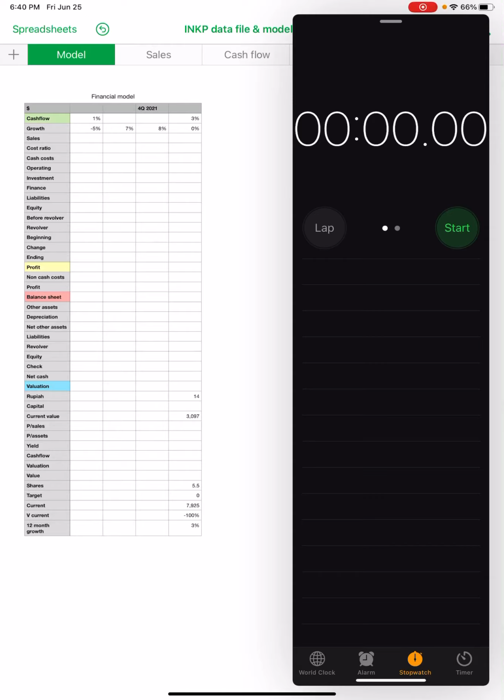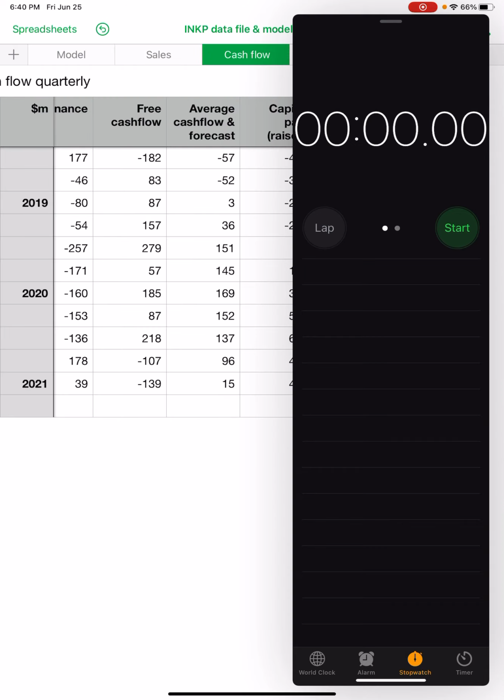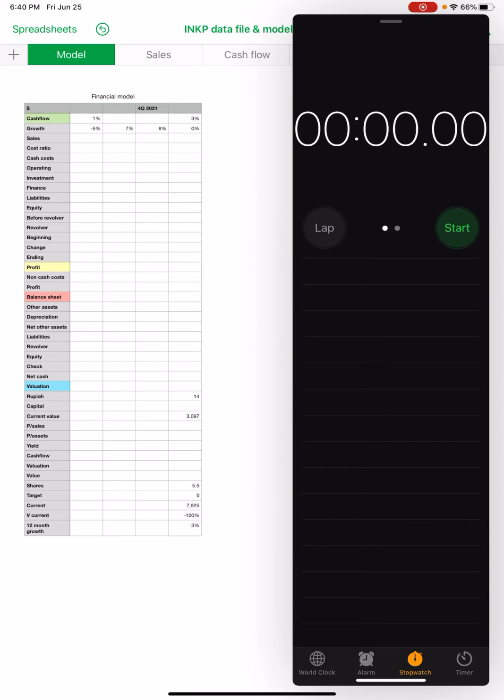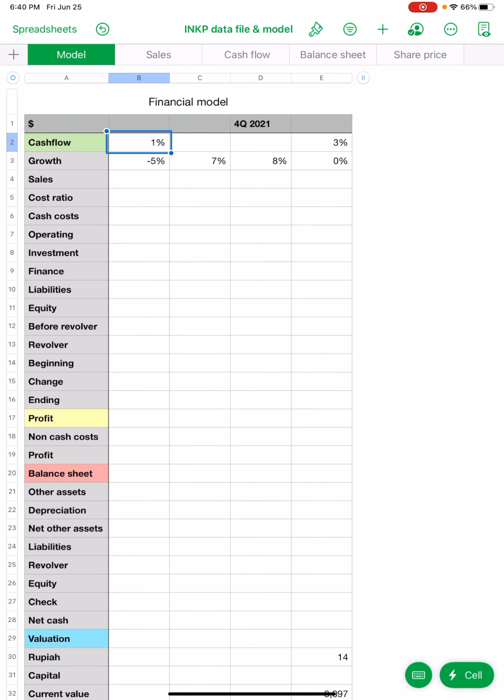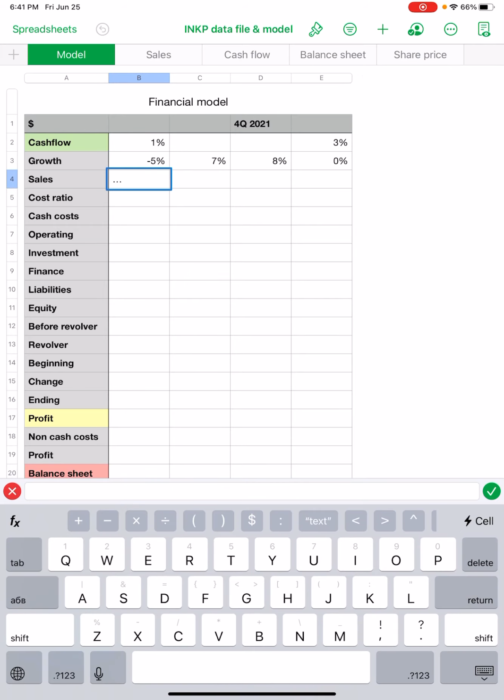Okay, I'm going to show you how we make one of our sharp focus ham financial models. This is Intiat. We've got all the data. Here's the model. Here's a stopwatch. Let's go. So the last 12 months growth has been 1%. We're assuming an average 3% growth in the next 12 months.